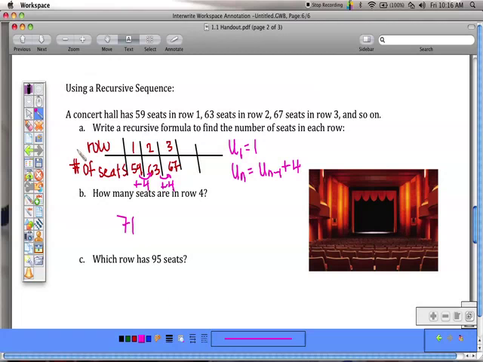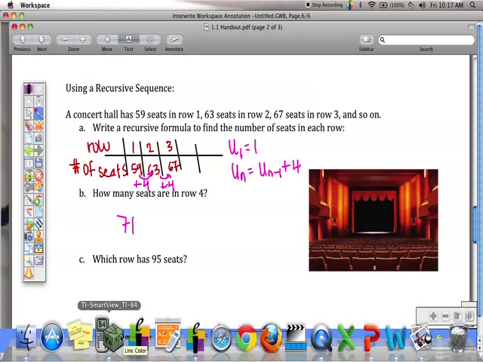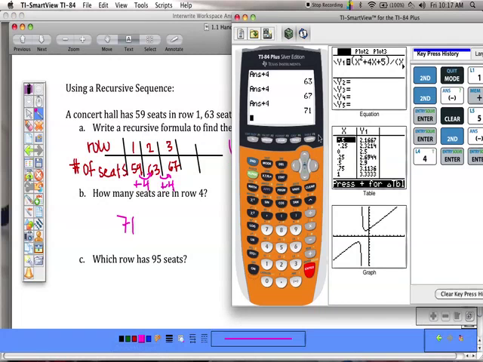in row 4. And to figure out which row has 95 seats, let's go back to the calculator. Alright, so that was row 4. Keep hitting enter and counting. 5, 6, 7, 8, 9, 10. Alright, looks like in the 10th row, there's 95 seats.